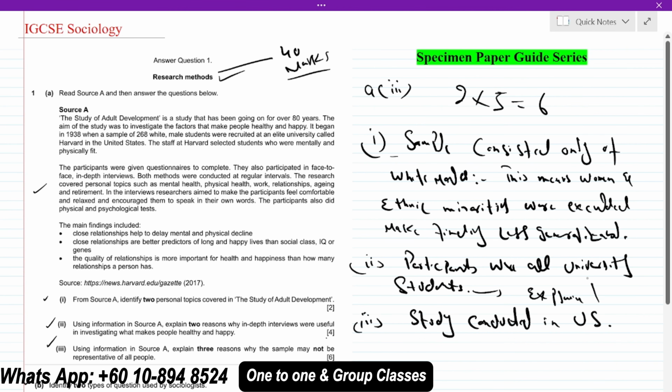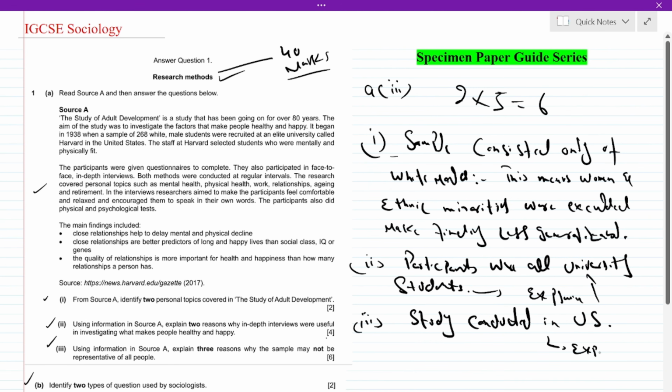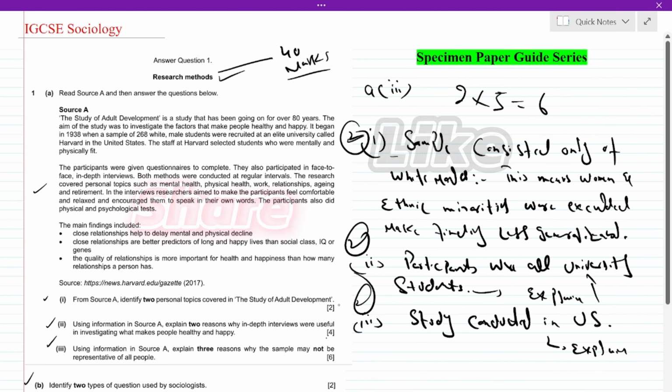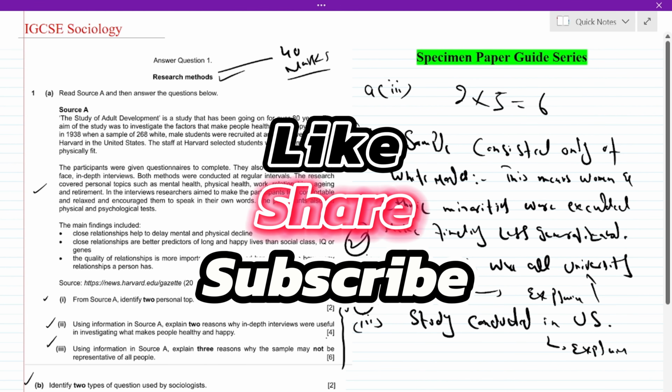So I just gave you identification. So again, you have to explain these points. 2 marks you will get from identification number 1. 2 marks you will get from identification number 2. And 2 marks you will get from identification number 3. And this is how, when you will accumulate them, you would be able to get 6 out of 6 marks. And you can see that source A, we got how much in part A? We have basically 12 marks. So this is how you can get 12 out of 12 marks.